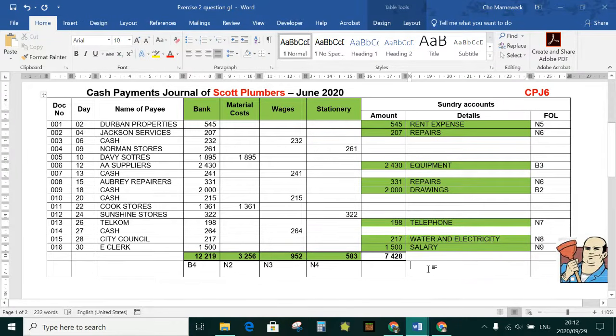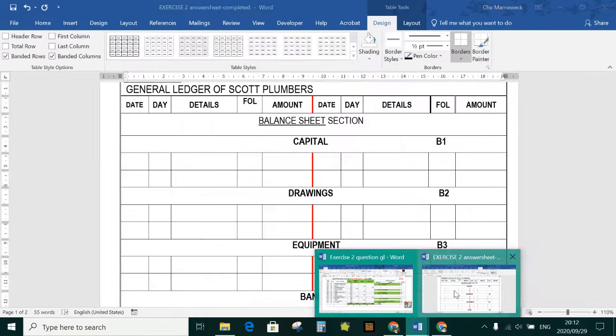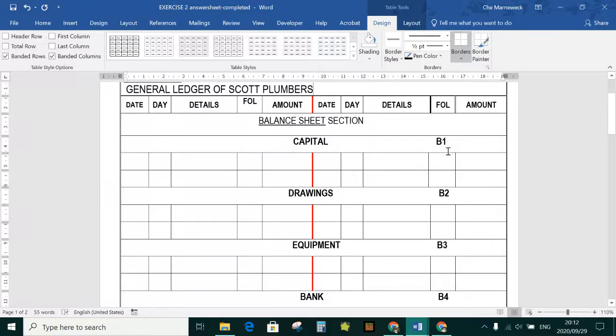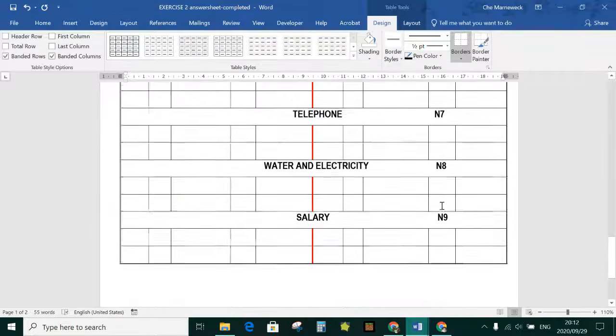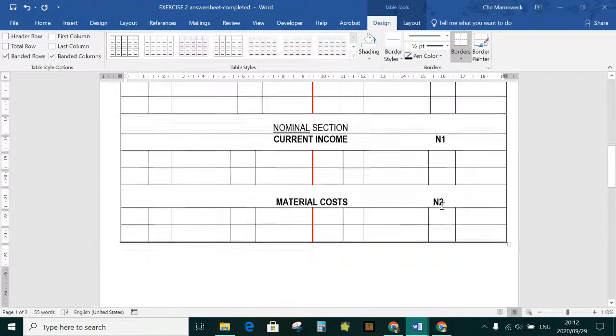Okay, so now we know the order in which we're going to draw up those accounts. Don't worry if you find that quite difficult. The order is provided for you. It's just good to understand how the order is decided.